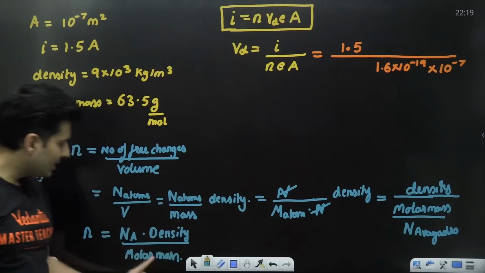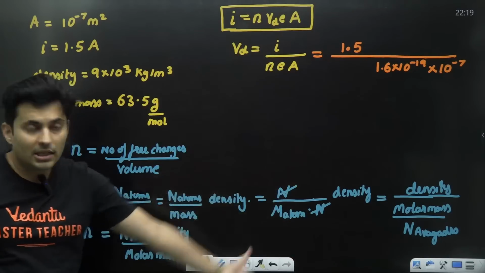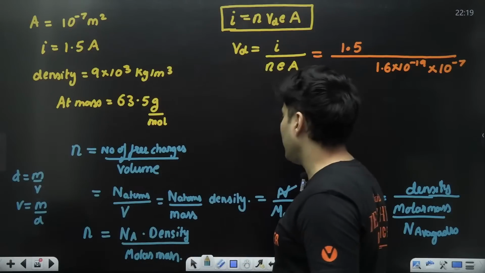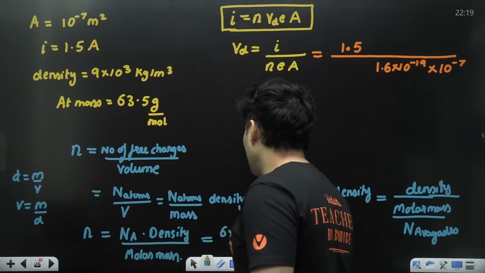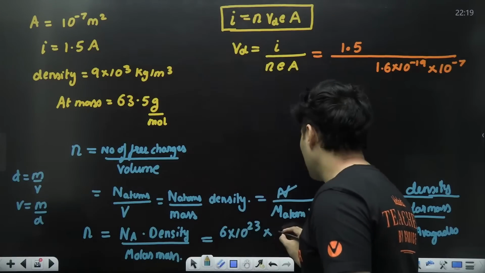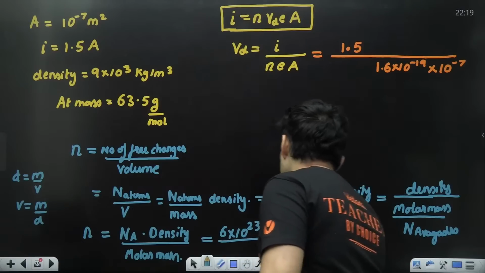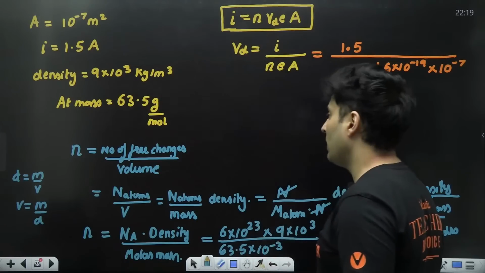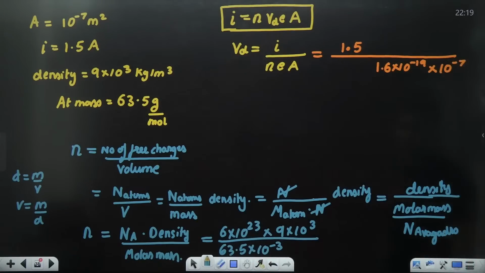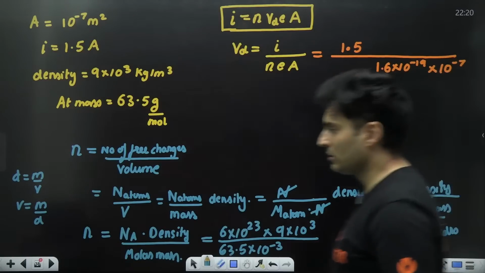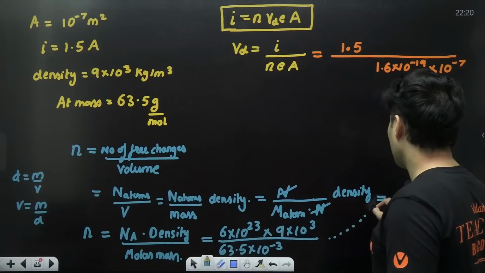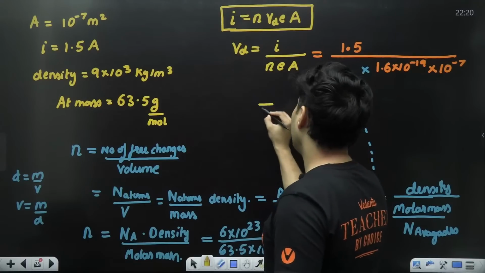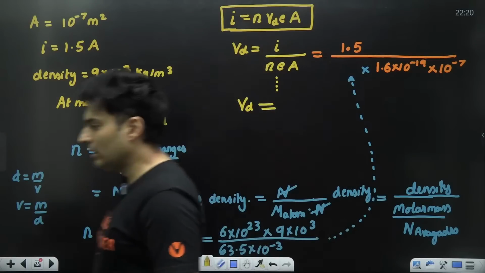So this thing is not mentioned, but they are using it in NCERT. So that is why I am explaining this to you, how this came. Once you get this, small n can be easily found out as 6 into 10 to the power 23. Density is 9 into 10 to the power 3. Molar mass, be very careful. It is in grams, so 63.5 converted into kg by multiplying by 10 to the power minus 3, per mole. That's it. Whatever value of n you get from here, just substitute it over here, and that's how you finally get the drift speed.